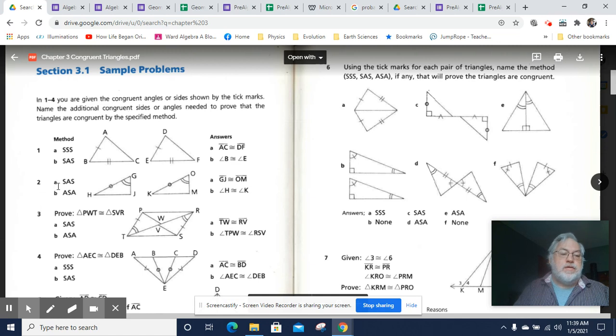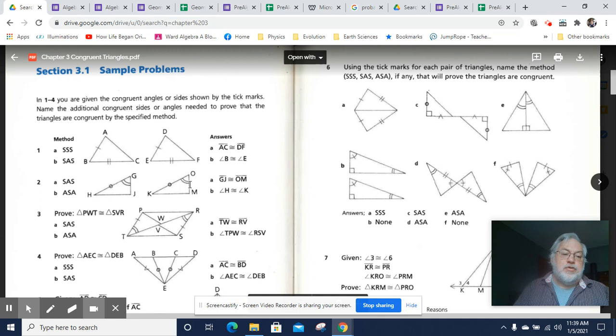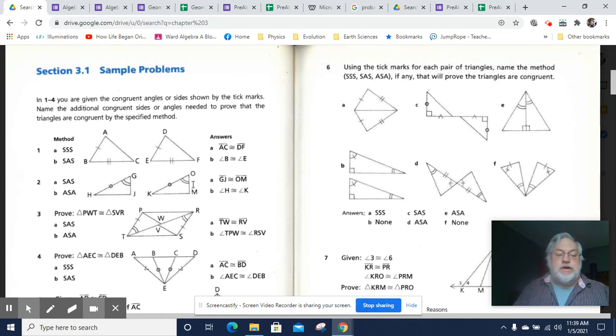Number 2 here, if I wanted to prove side, angle, side for these two triangles, I have a side and an angle. I'm going to need another side. So I'll pick GJ and OM. If I could prove that, then I could prove side, angle, side, and prove congruence of the triangles.